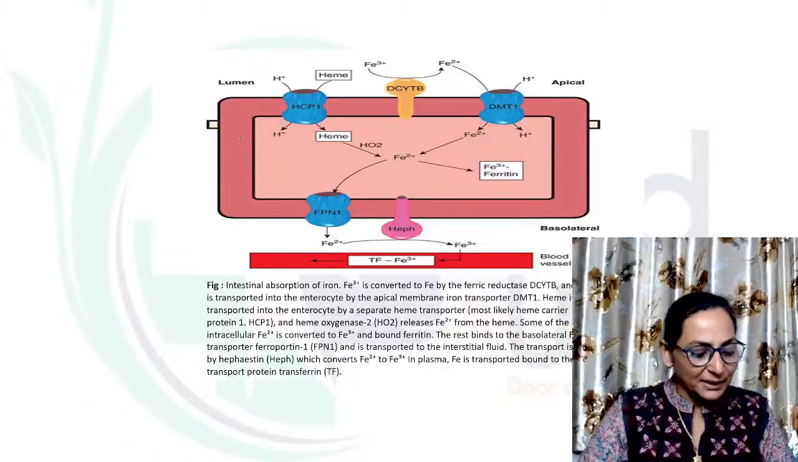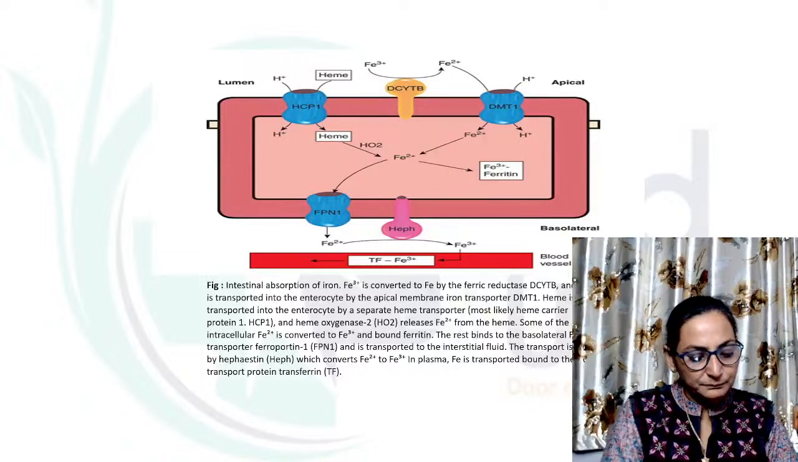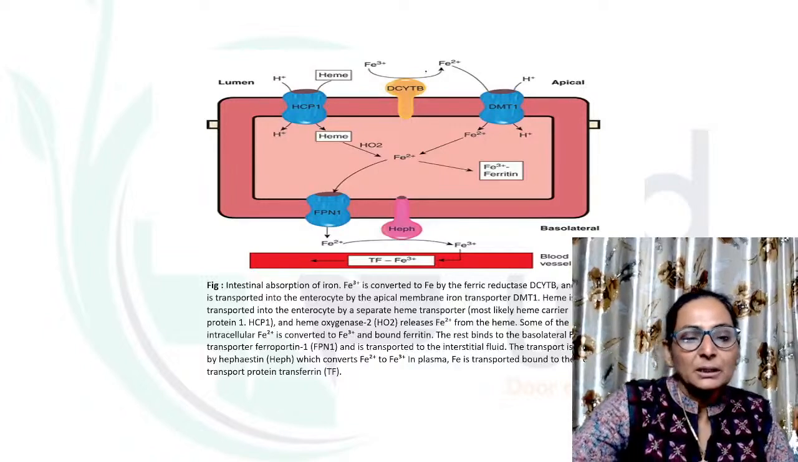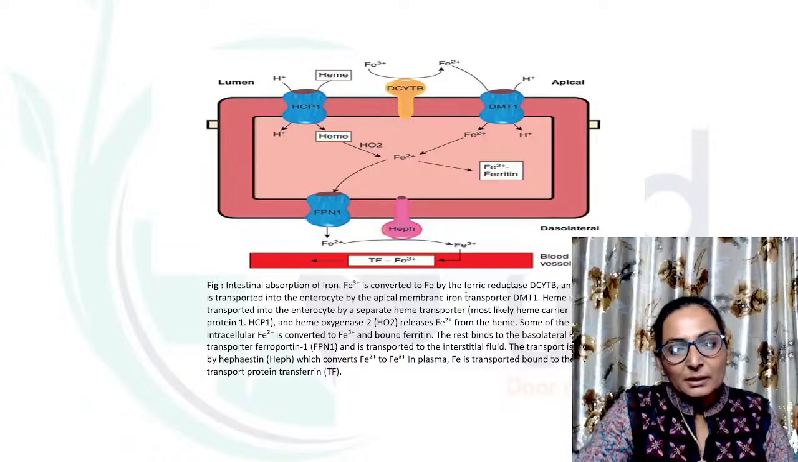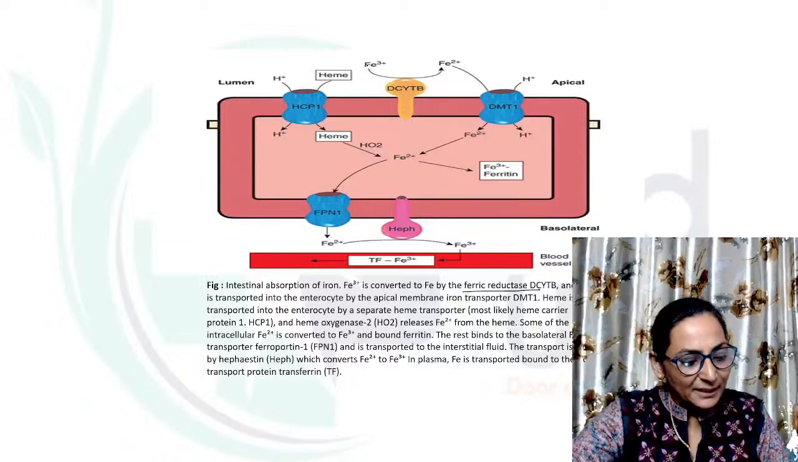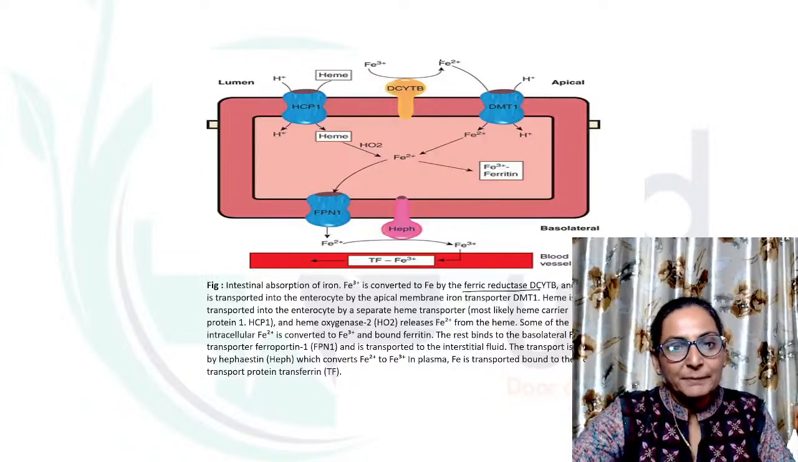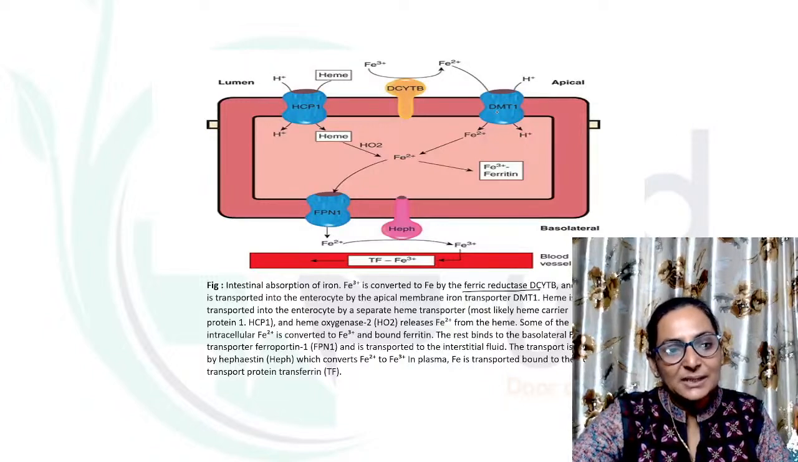Now this is a very, very important image where we must see how the absorption is taking place. So there is a ferric reductase, which converts the ferric form of iron into ferrous, which is the iron that is going to be absorbed. The transporter involved in iron absorption is DMT1, that is divalent metal transporter 1.